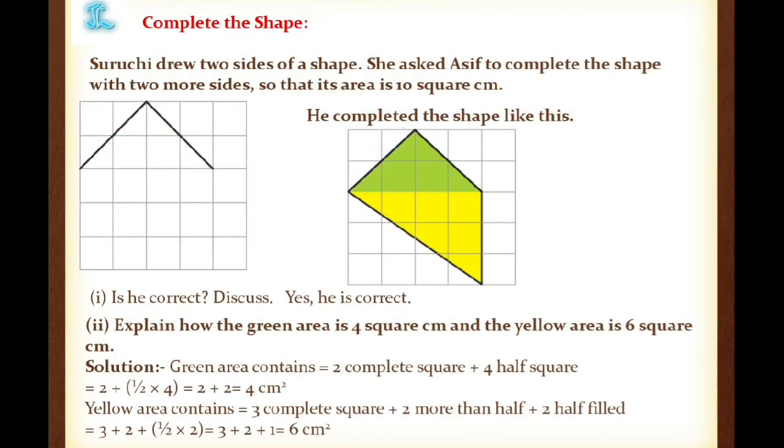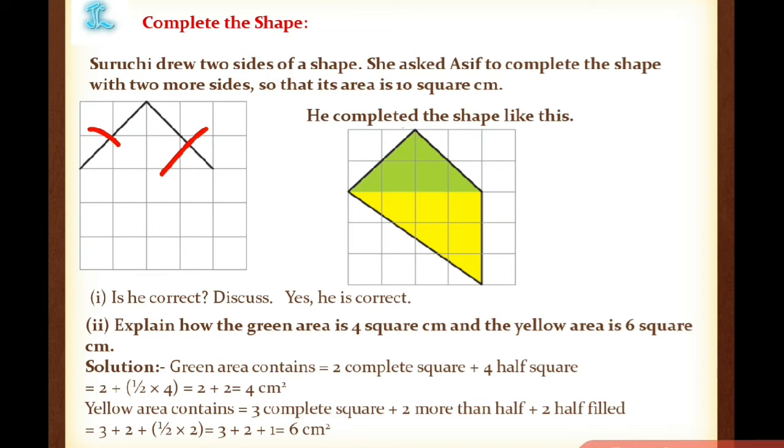Now, complete the shape. Suruchu drew two sides of a shape. She asked Asif to complete the shape with two more sides so that the area is 10 square centimeter. Now, how many sides has she drawn? Two sides she has drawn. And she asked Asif to add only two more sides, so the area will become 10. Then Asif completed it in this way, and now we have to check whether it is 10 square centimeter or not.